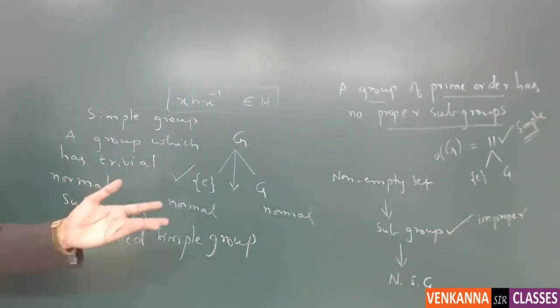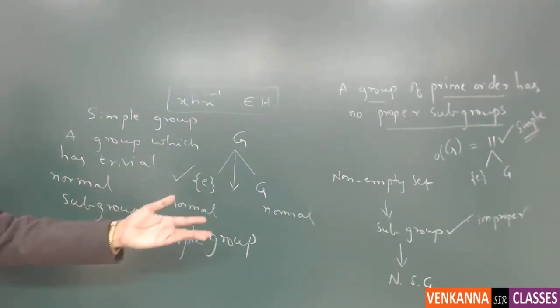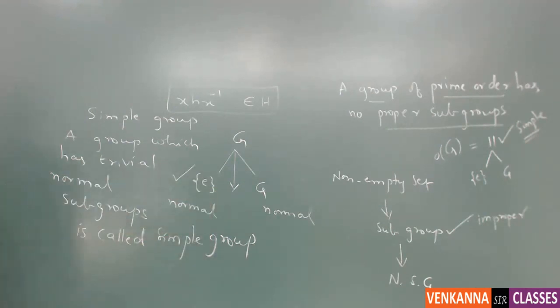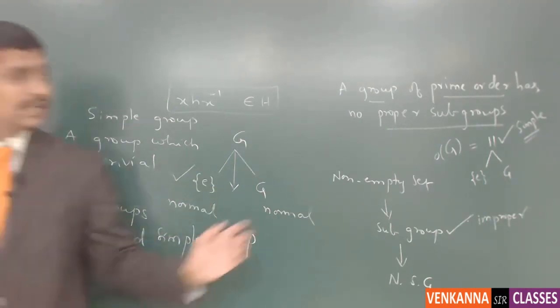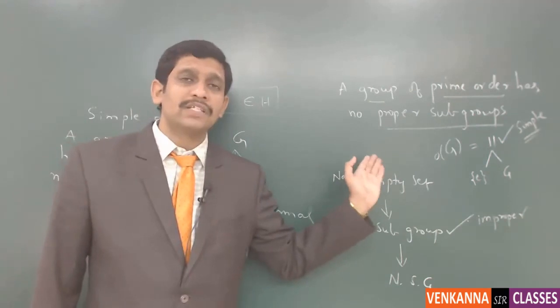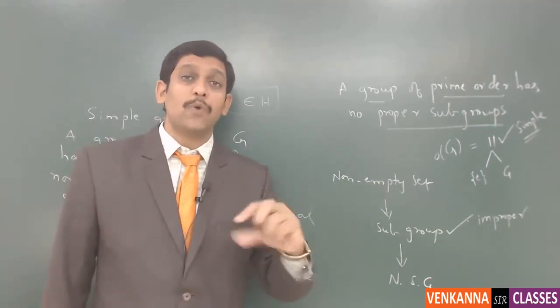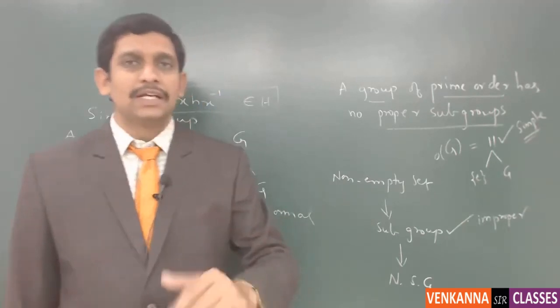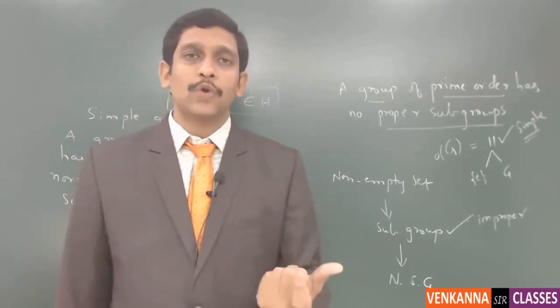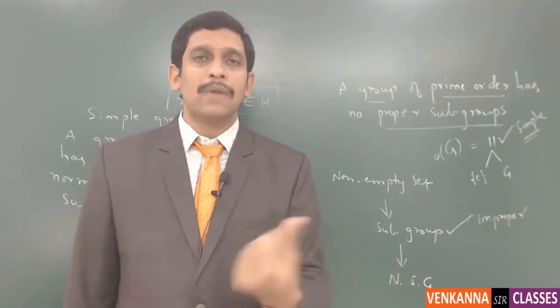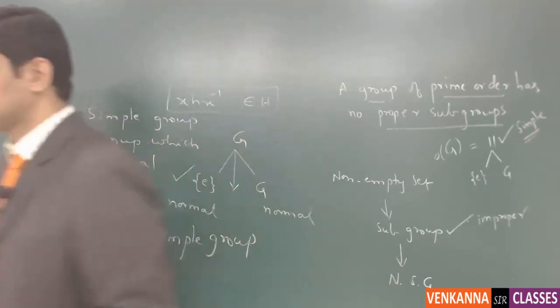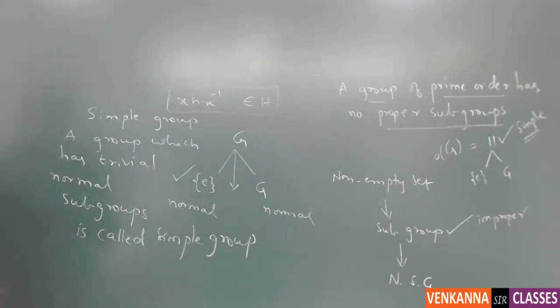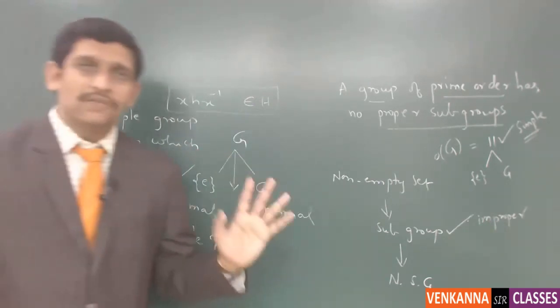Since the subgroups are improper, normal subgroups are nothing but improper. If you say that apart from trivial subgroups, G will have proper subgroups also, then in that case, you need to check whether that proper subgroup is going to become normal or not. That was the whole idea. That is not always true.